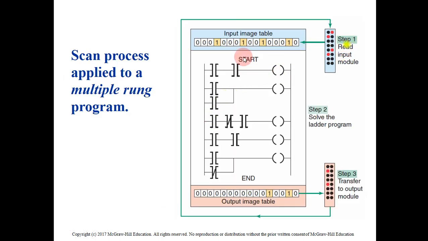So the steps or the data flow here will start from step 1, read the input device module. After the input device module reads the data, it will send it to the input image table. From the input image table, it will solve the ladder logic program rank by rank, starting from the first rank, second rank, until it reaches the end rank. Then it will send the output to the output image table. From the output image table, it will be transferred to the output module. After the output module, it will be sent to the output devices and so on. So this is the normal scan of the program inside the memory of our PLC system.